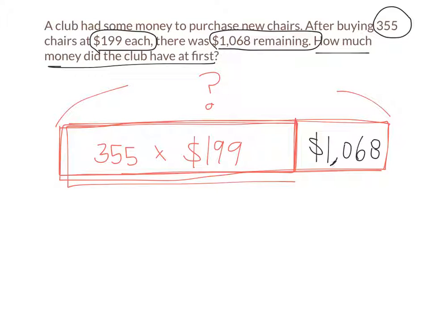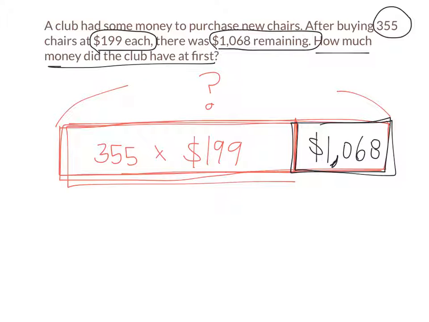$1,068. So this amount here is what they had left after they bought the chairs, yes? So if we find out how much they spent on chairs and add that to the amount they had left, will that tell us how much they had at first? Good. Let's do that.